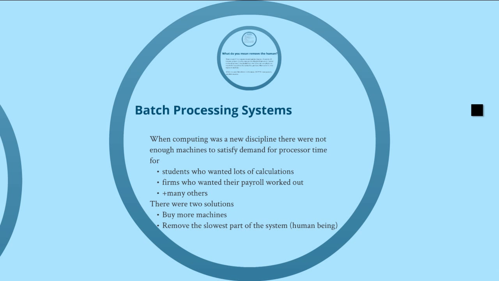When computing was a new discipline, there were not enough machines to satisfy demand for process time for students who wanted lots of calculations, or firms who wanted their payroll worked out, or many other situations. There are 2 solutions: buy more machines, or remove the slowest part of the system, i.e. the human being. To buy more machines obviously would be a very expensive situation. So what we need to do is remove the slowest part of the system, which is the human being, so that the machine was doing it in an automated manner as much as possible.